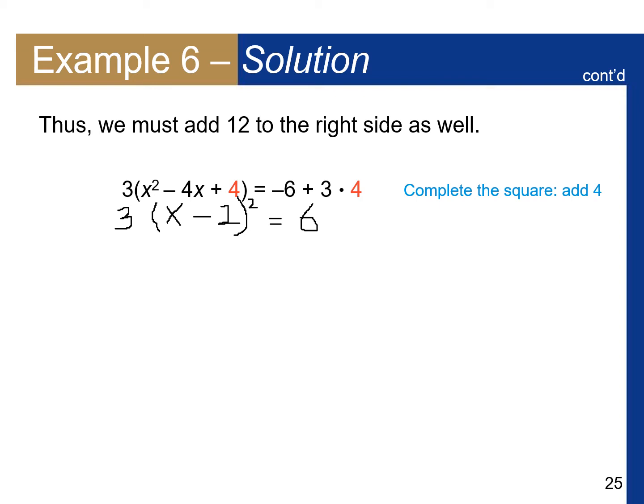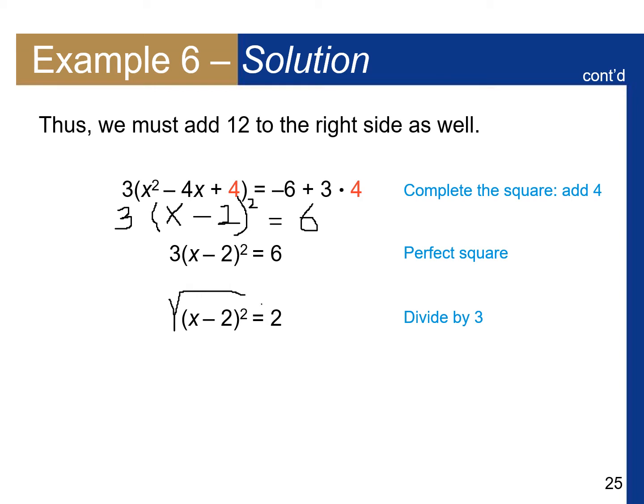Okay, now I want to continue, so I'm going to divide both sides by 3, and I will get x minus 2 quantity squared equals 2. And now I'm going to continue by taking the square root of both sides, and I'll get x minus 2 equals plus or minus the square root of 2, and move the 2 over to the other side.